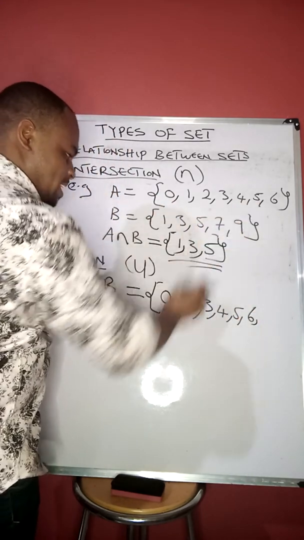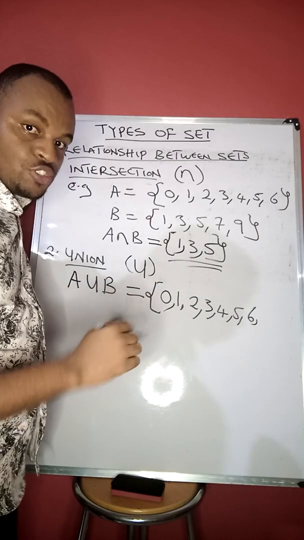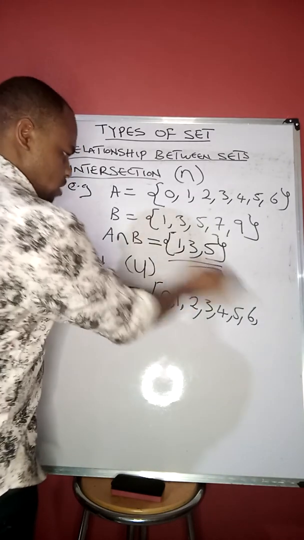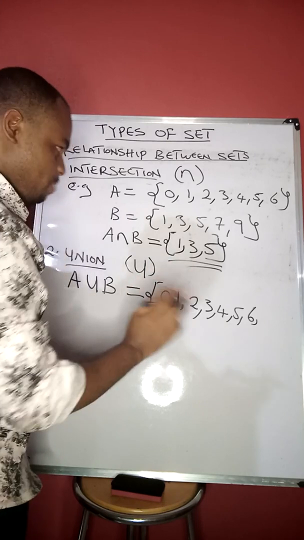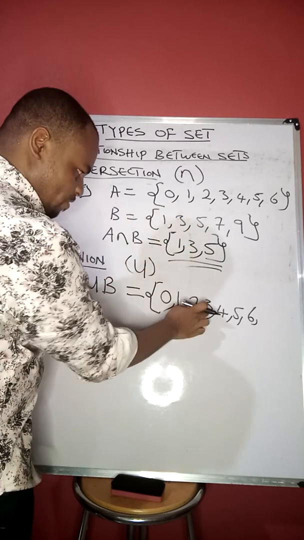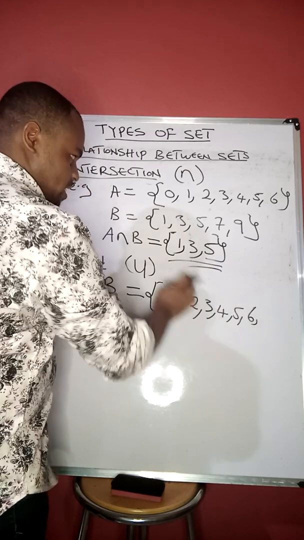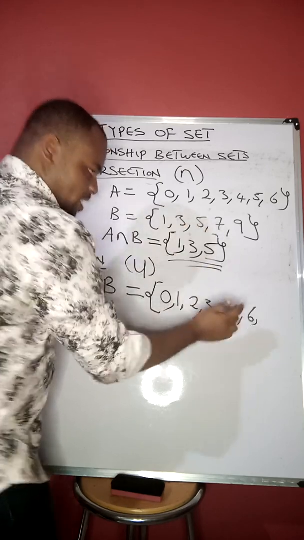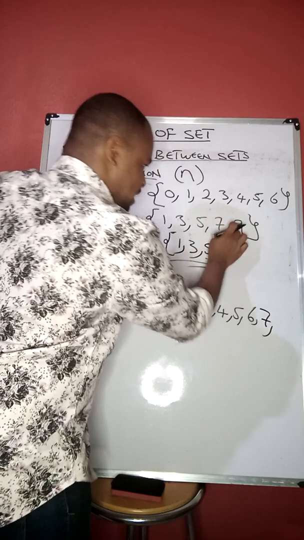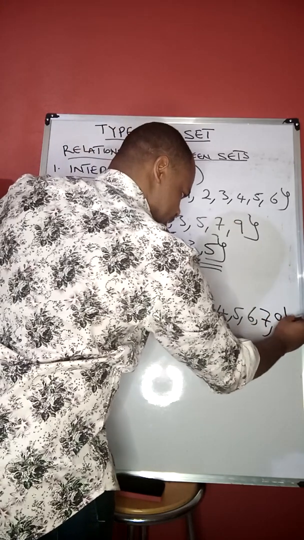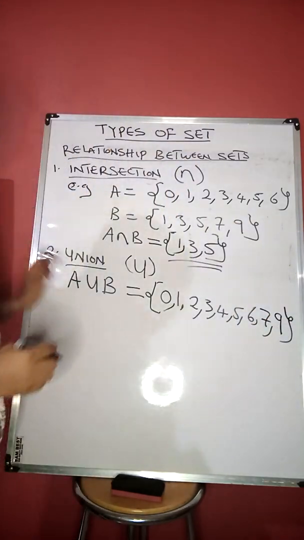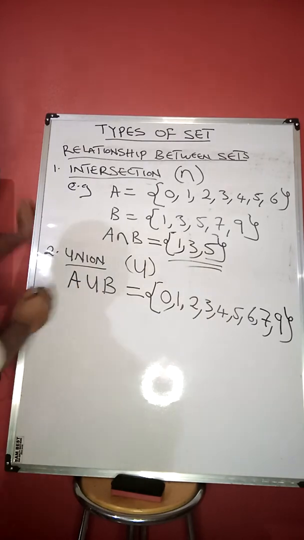Now I want to list the elements in B. But remember that the rule is you must not repeat an element. So if I want to list 1, I've already written 1, so I won't repeat it. I want to list 3, I've already written 3, so I won't repeat it. I want to list 5, I've already written 5, I won't repeat it. 7, okay, no 7, so I'll put 7, and then finally I'll put 9. So we've gotten our A union B. Let's take one more example.